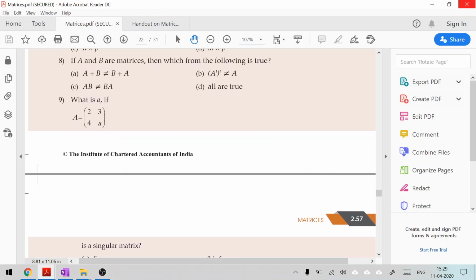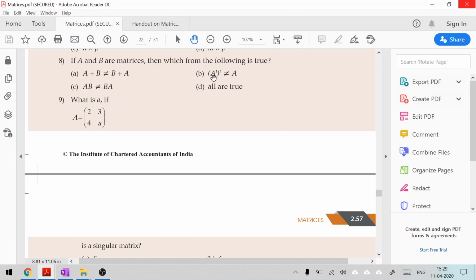Okay, come to 8th question. This question we have to read a bit carefully. Okay, if A and B are matrices, then which from the following is true? Which is true? Okay, they are saying which of these is true. So let's go one by one. A plus B, when you add two matrices A plus B, it is not equal to B plus A, he's saying. Can that be ever possible? When you add A plus B, it will be equal to B plus A. Yes or no?